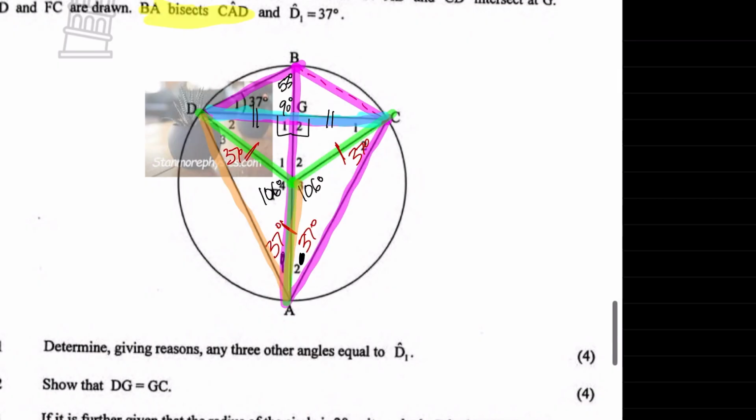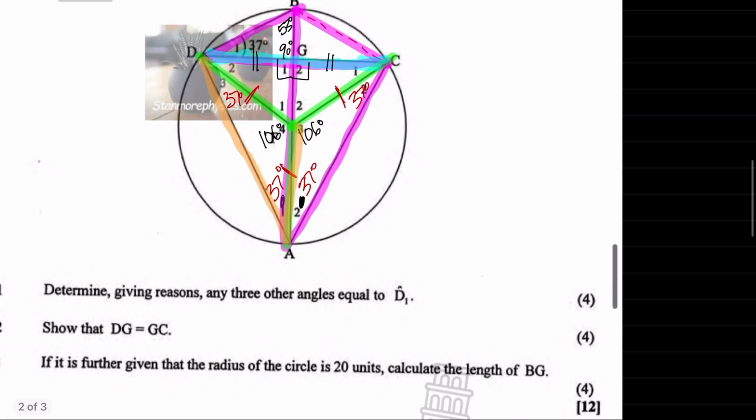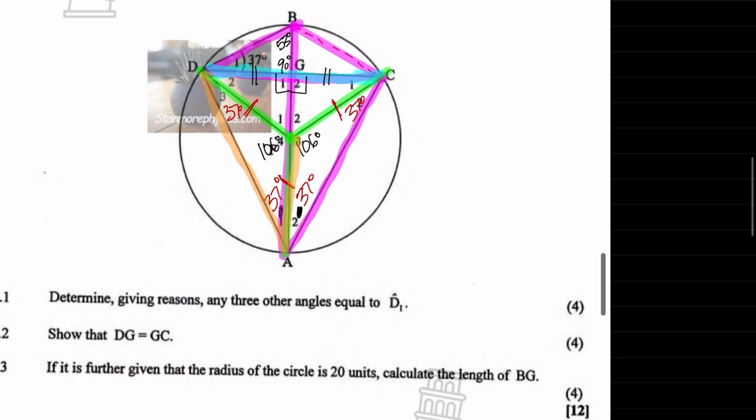Next question, if it is further given that the radius of the circle is 20 units, calculate the length of BG. All right, so the length of the radius. So that means that this is 20, that's 20, that's going to be 20. They want BG, so let's call that X. And that would then mean that this portion here would be 20 minus X. Now what I want to do is I just want to quickly focus on this triangle right here.